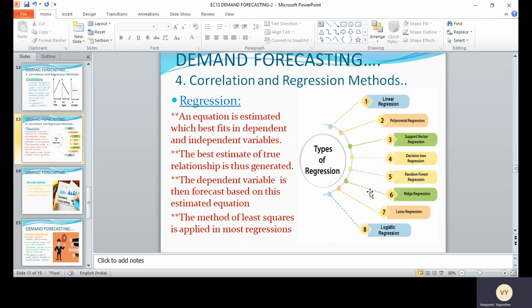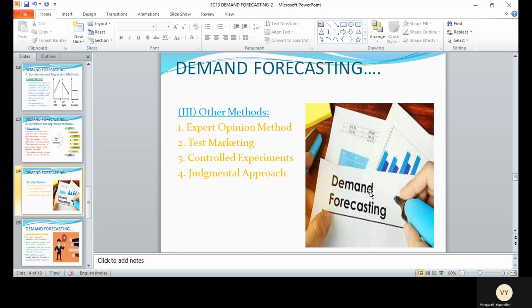So what is the most probable application? Using the method of least squares, regression can be used while forecasting the demand. So that's all regarding the statistical methods of demand forecasting.